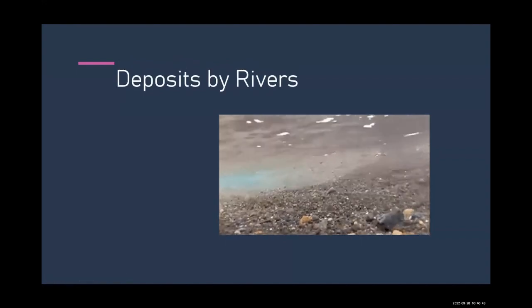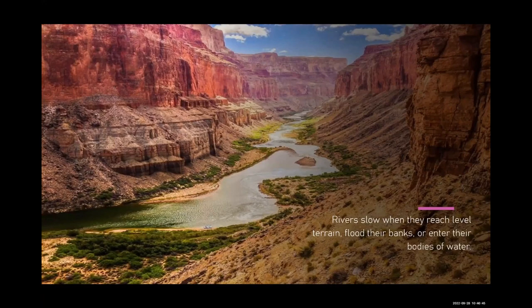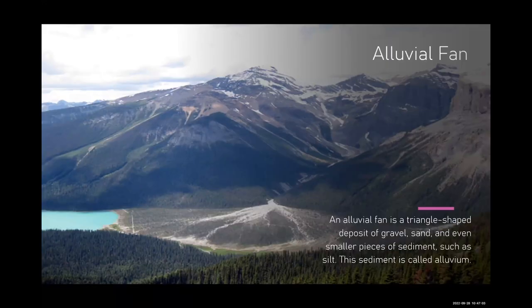Deposits by rivers. What do rivers deposit? Sediment. So rivers flow, and when they reach level terrain, they start to slow down. They flood their banks, and they also can slow down when they enter bodies of water, like other rivers or ocean or lake. And when they slow down, they tend to drop a lot of sediment.